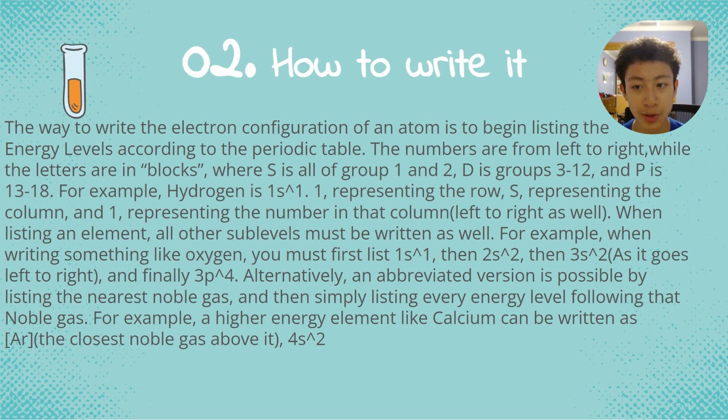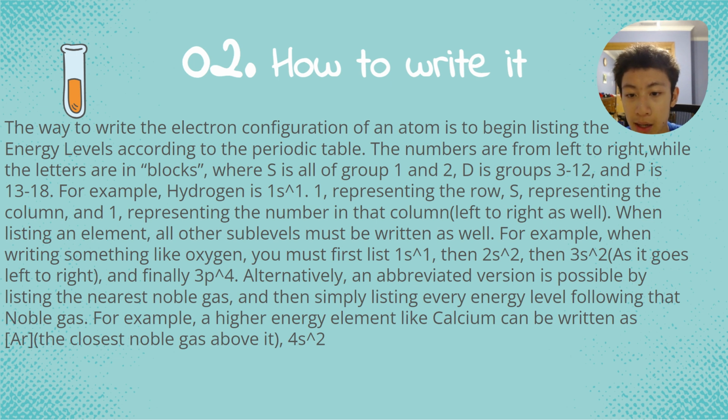Number 2. How to write it. The way to write the electron configuration of an atom is to begin listing the energy levels according to the periodic table. The numbers go from left to right, while the letters are in blocks, where S is all of group 1 and 2, D is groups 3 through 12, and P is 13 through 18. For example, hydrogen is 1s1, 1 representing the row, s representing the column, and 1 representing the number in that column, left or right as well.